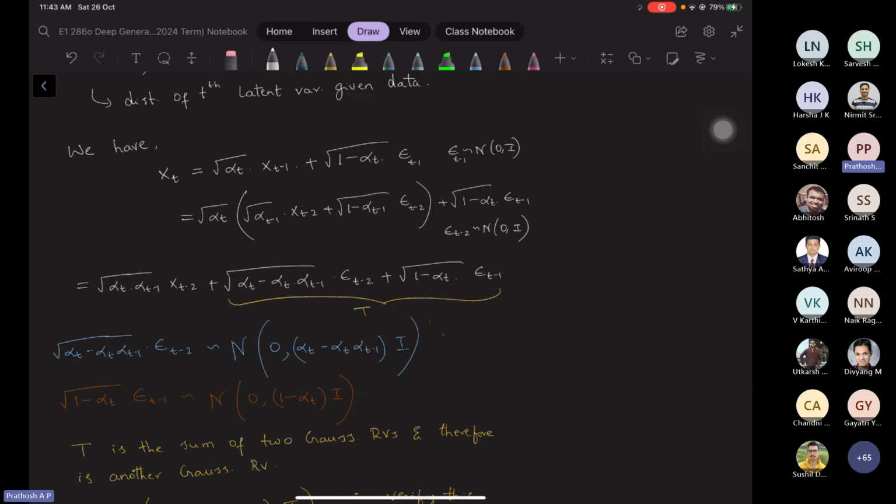You take x naught and sample from a Gaussian distribution and add it to x naught. That's what we are doing. Yeah, and we keep doing that. There is no application of Gaussian. We are sampling from a Gaussian, adding a Gaussian. Yeah, that we are doing.